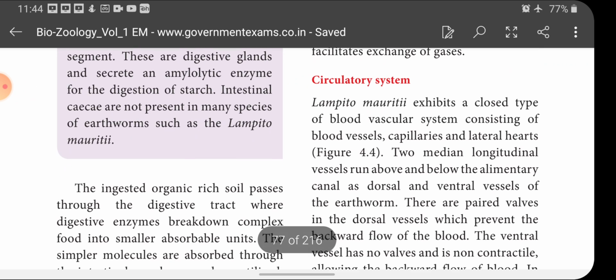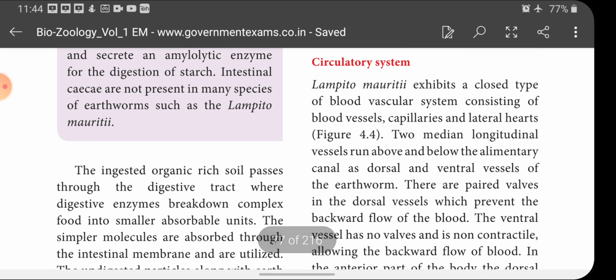Next, circulatory system. Lampito mauritii exhibits a closed type of blood vascular system consisting of blood vessels, capillaries and lateral cords. Already we have discussed in lesson number 2 that there are two types of circulatory system: one is the open circulatory system, another one is the closed circulatory system. What is meant by open circulatory system? What is meant by closed circulatory system?